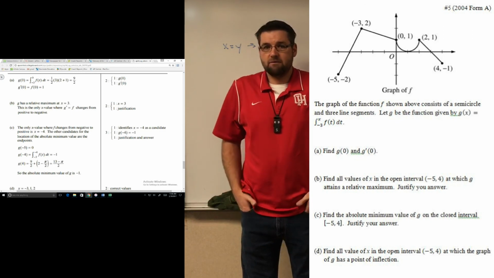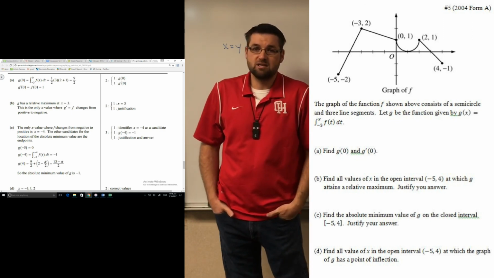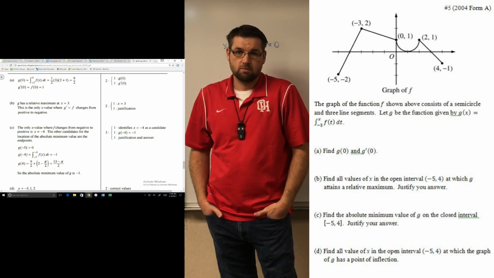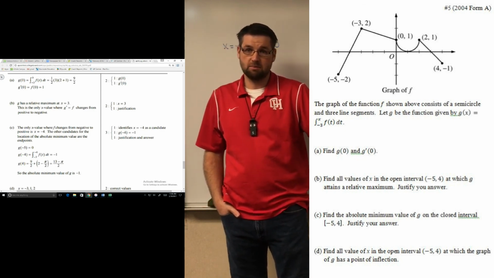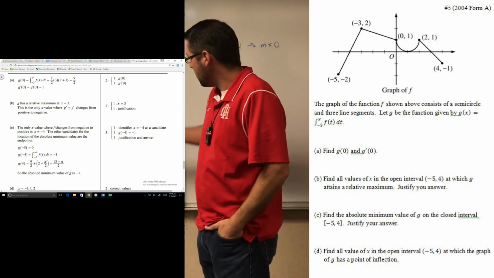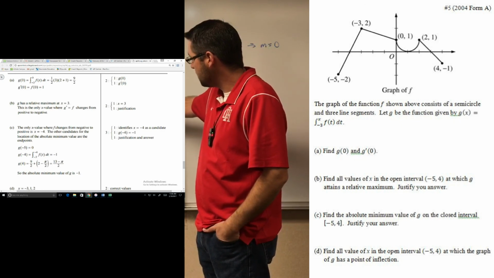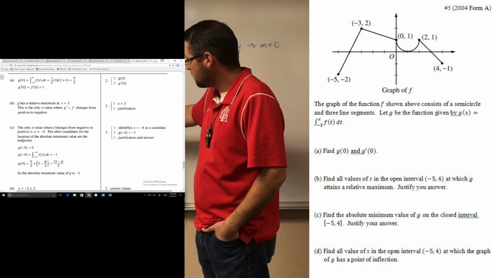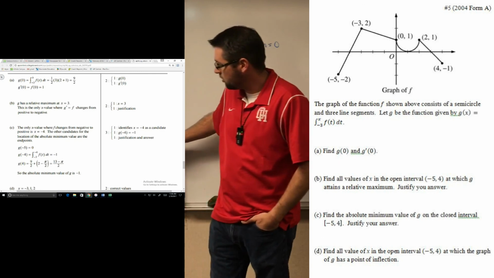But you have to justify why -5 is not a minimum. You'd have to eliminate it as a possibility, basically. Okay? So you identify x equals -4 as a candidate. G of -4 is -1, and justification in your answer is the third point.